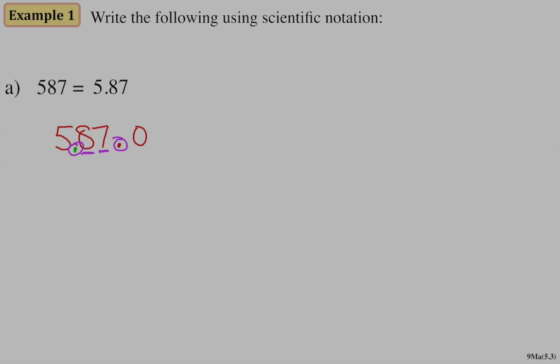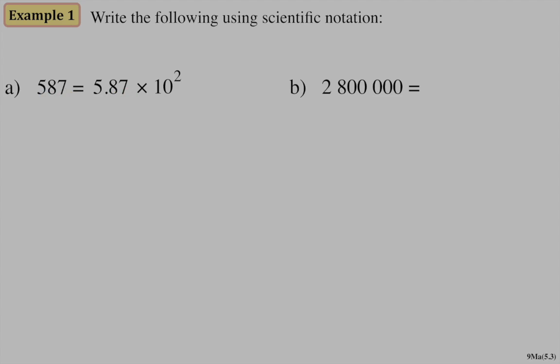So what we do is we go 5.87 times 10 to the power of 2, because the decimal point needs to be moved 2 places to the right to go to its original position, which was 587 point nothing.